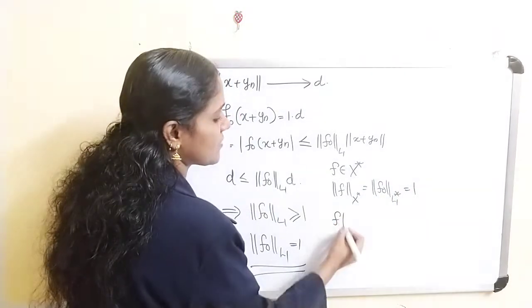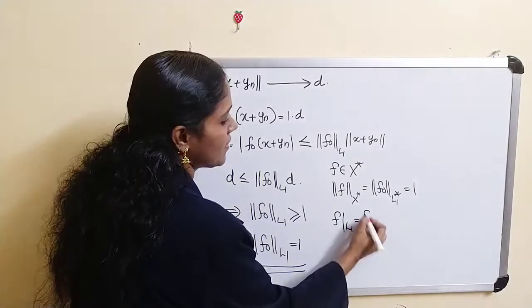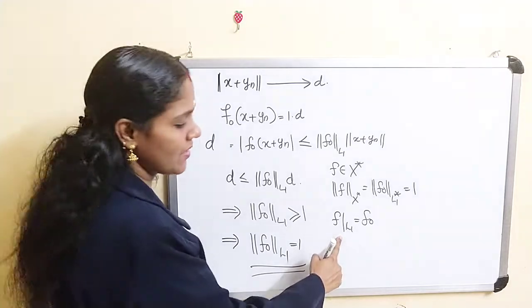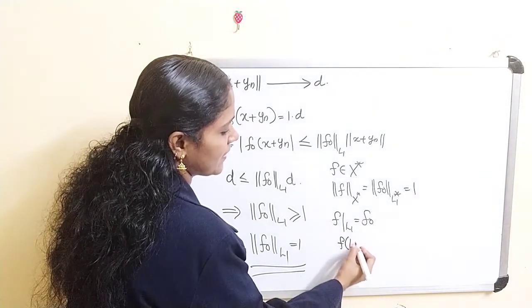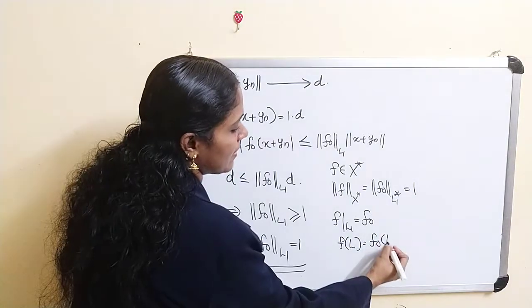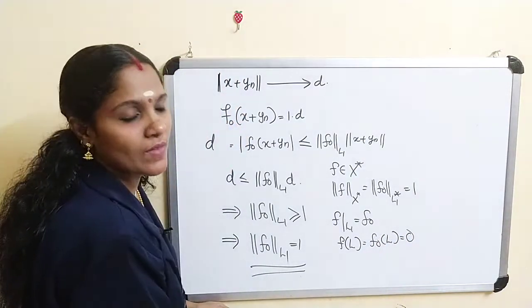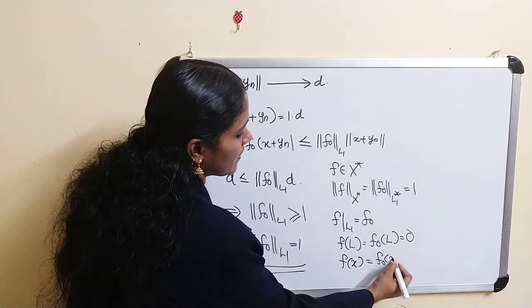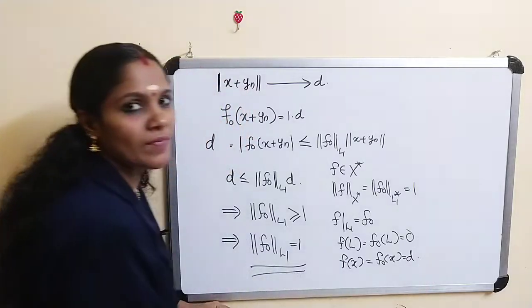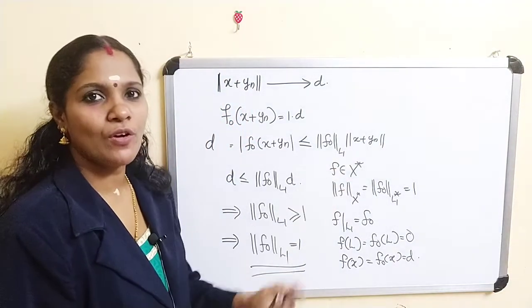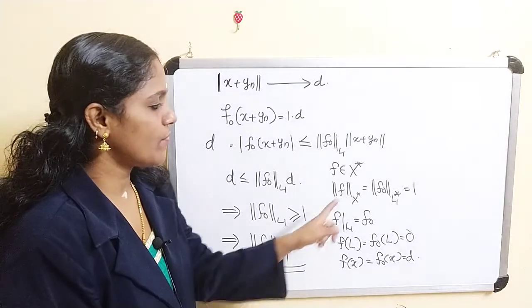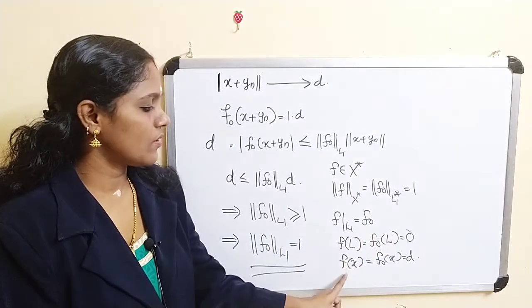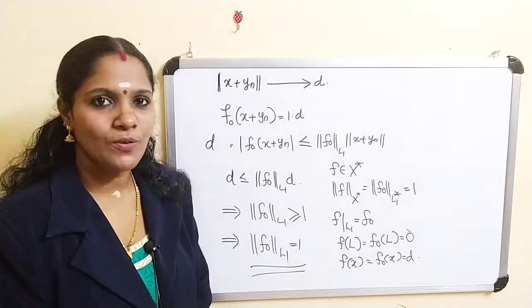Also, f restricted to L1 is the same as f naught. Okay, as L is a subset of L1, f of L is the same as f naught of L, and this is equal to 0. Also, f of x is equal to f naught of x, and this is equal to D. This implies there exists an f belongs to X star such that norm of f in X star is equal to 1. Also f of L is equal to 0. Then finally f of x equal to D.